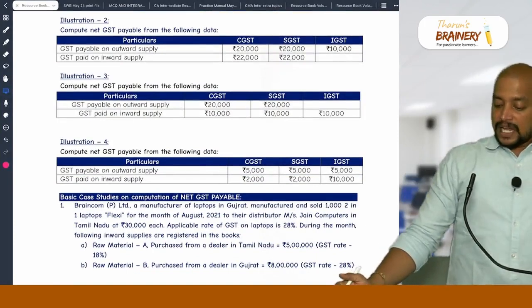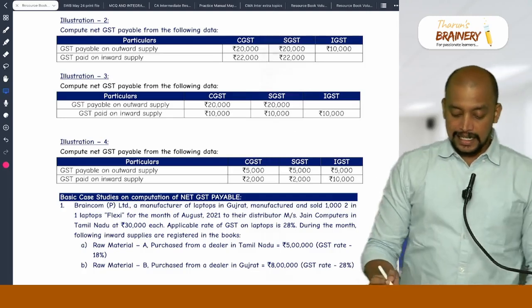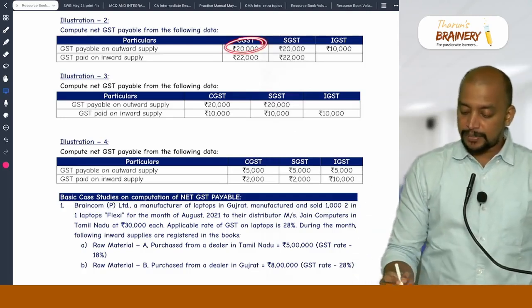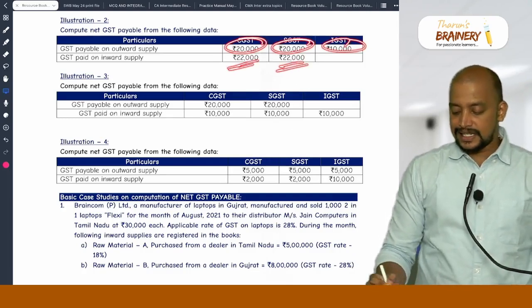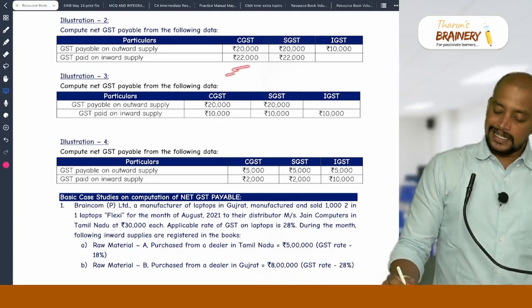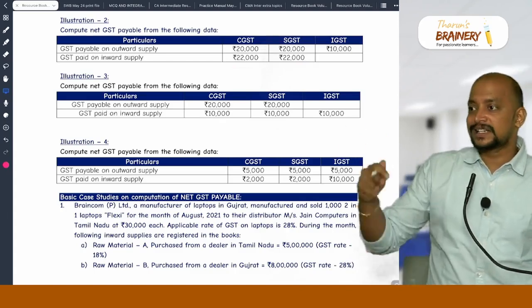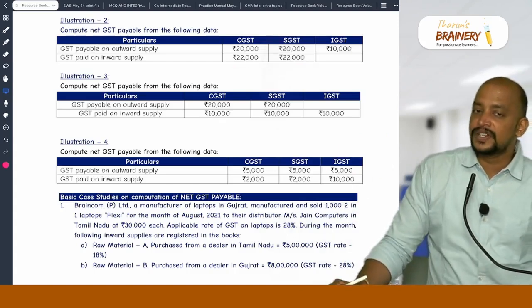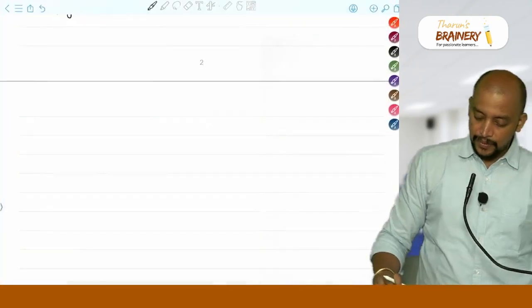Compute net GST payable from the following data: CGST, SGST and IGST. GST payable on outward supply is 20, 20 and 10. And we have CGST and SGST credit. So it's a simple question. What should we do? CGST credit and SGST credit, we need to adjust with the liability, and the extra we have, we will use it for IGST. So it's a simple one.